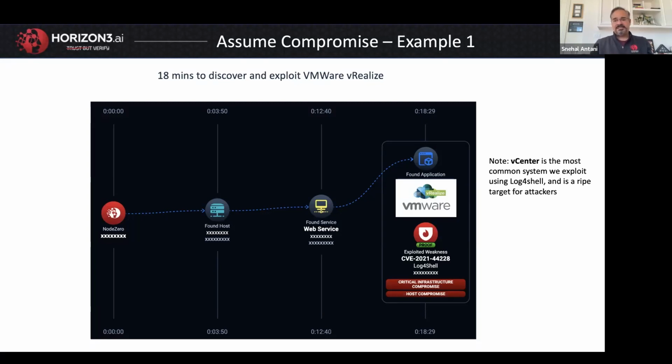So it's not necessarily fuzzing at scale in a huge noisy way that you're going to typically see an attacker behave. Instead, you're going to see the attacker behave in a far more targeted manner, looking for specific applications that they know they've got a very high likelihood of being able to compromise. So in this case, VMware vRealize, although as is mentioned earlier, vCenter is by far the most common product that we're able to successfully exploit using Log4shell.